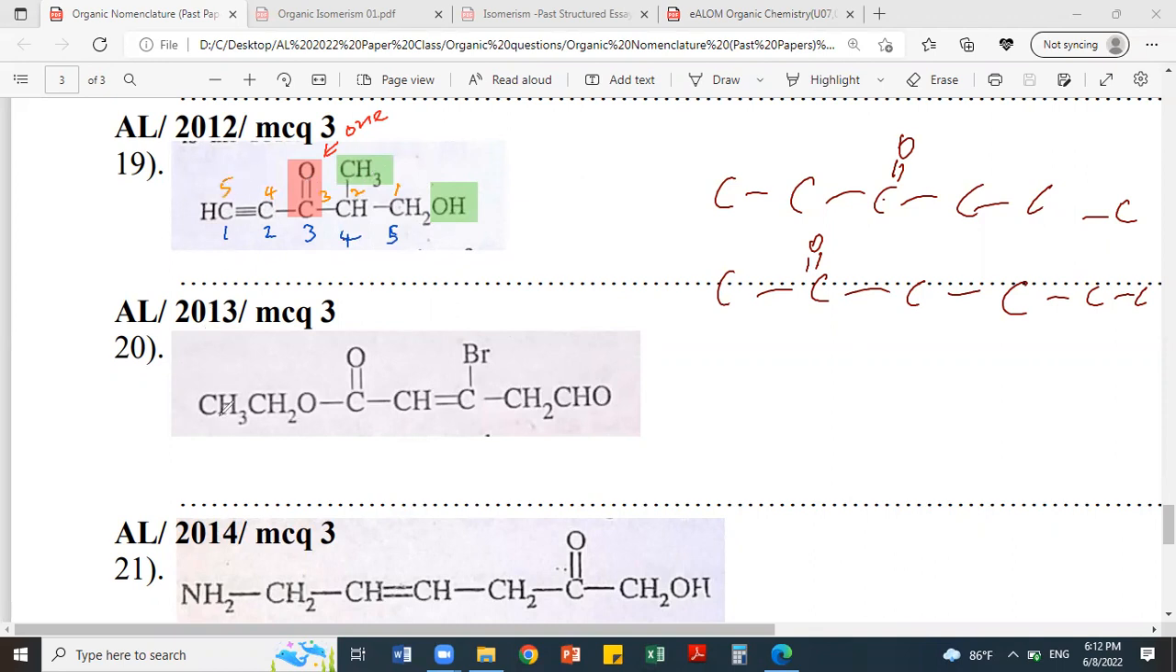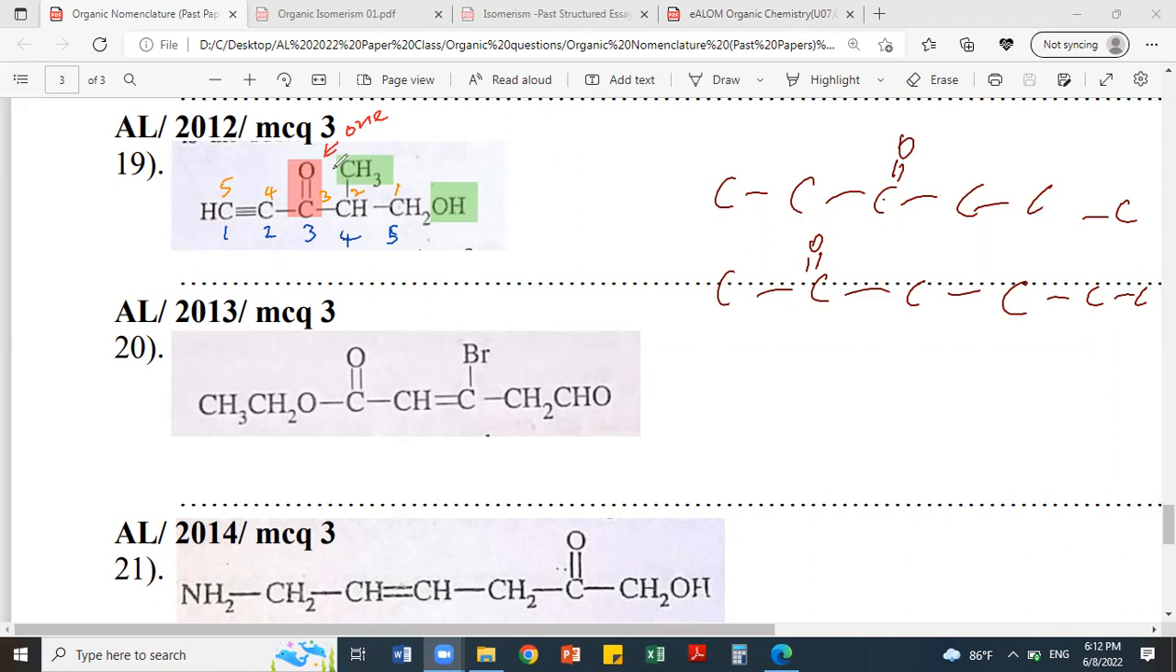Which one is better, that orange one or the blue one? Which numbering method is the best? Can you guess? Okay, Sishan gave the answer also. From which method do you get the lowest number for the functional group? The functional group gets the same number, right? The blue one also gets number 3, and this orange one also gets number 3 for the functional group. Then there's no choice from that.